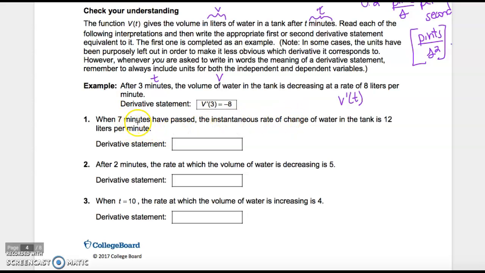When 7 minutes have passed, the instantaneous rate of change of water in the tank is 12 liters per minute. So that means, 12 liters per minute. This is V prime of T. And you can tell because it's liters per minute. So it's the dependent variable per the independent variable. Also, it says when 7 minutes have passed, so that's T. So V prime of 7 would equal 12.